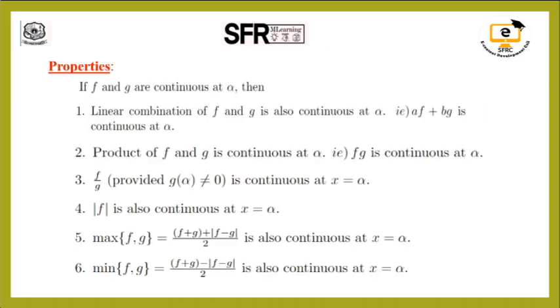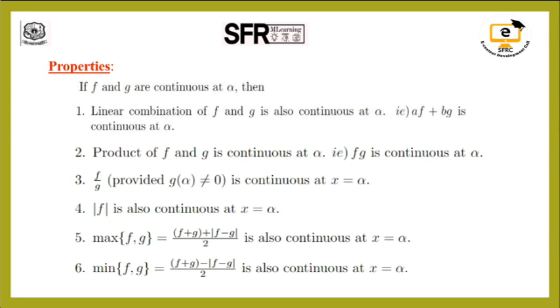So here comes some properties of a continuous function. Suppose we are having two functions f and g that are continuous at the point alpha, then the linear combination of f and g is also continuous at alpha. The linear combination means a into f plus b into g is also continuous at alpha, where a and b are some constants. The second property is the product of two continuous functions is continuous at the point alpha, that is f into g is a continuous function at alpha. The third property is if we are taking the quotient of two continuous functions, f by g is also continuous at x equal to alpha.